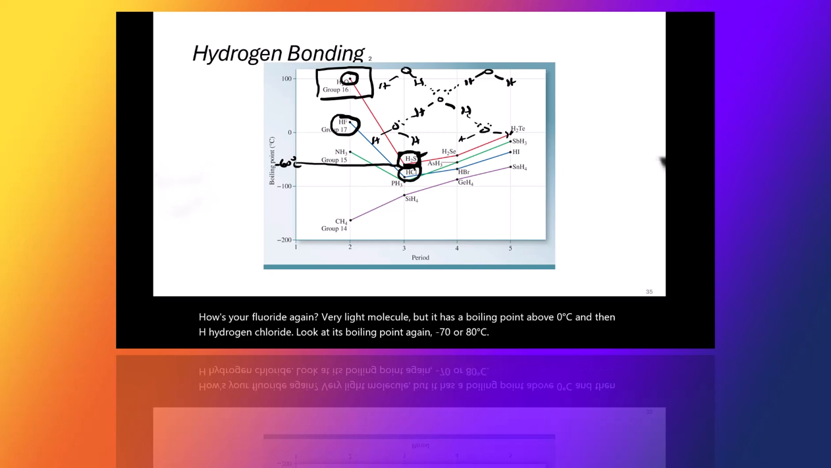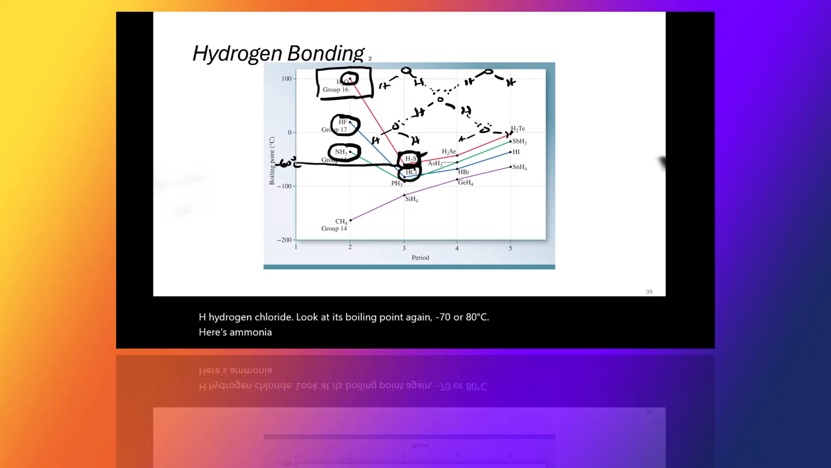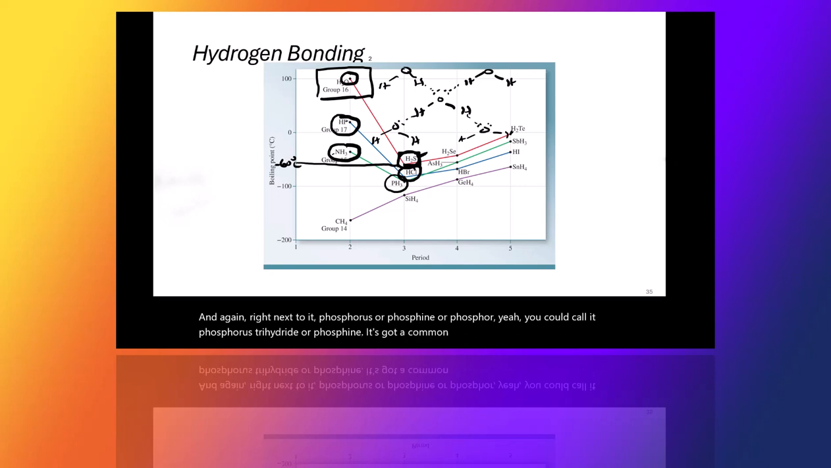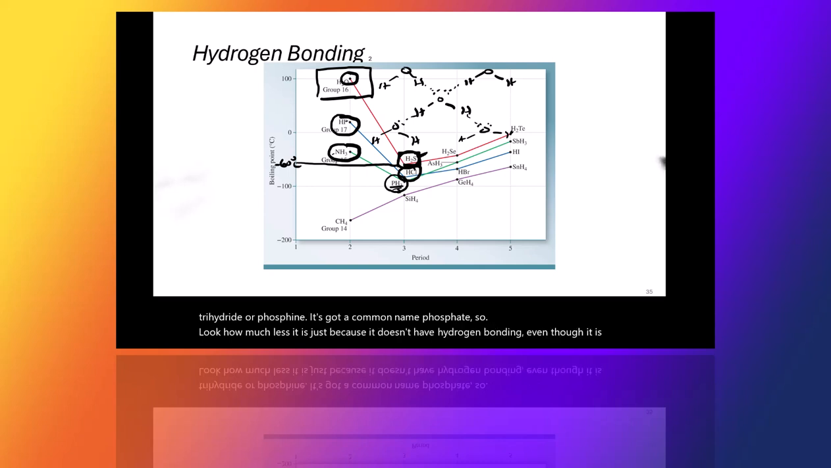Here's ammonia. Hydrogen bonding occurs here. So there's N, there's F, there's oxygen: nitrogen, fluorine, oxygen. And again, right next to it, phosphine, or you could call it phosphorus trihydride. It's got a common name, phosphine. So look how much less it is, just because it doesn't have hydrogen bonding, even though it is heavier and it should require a little more energy.